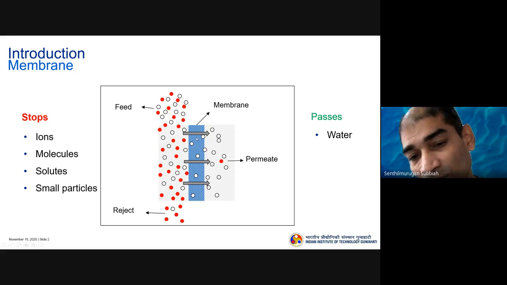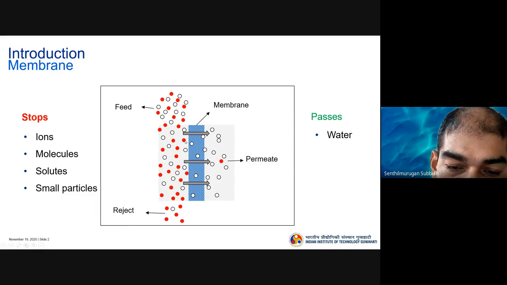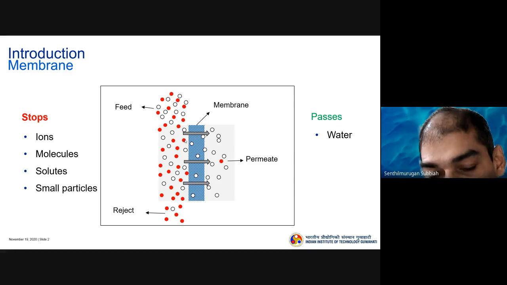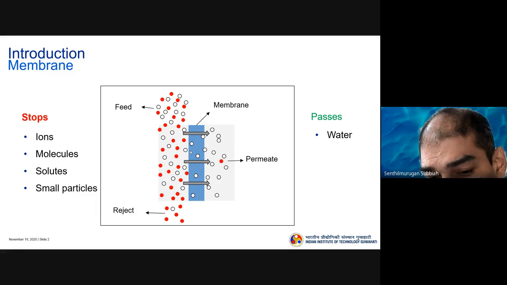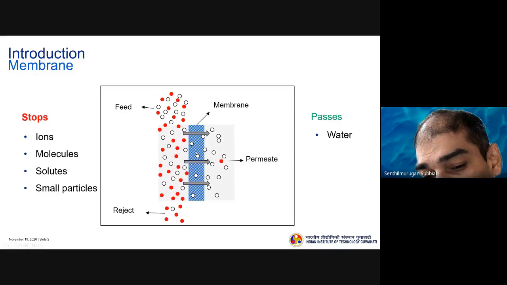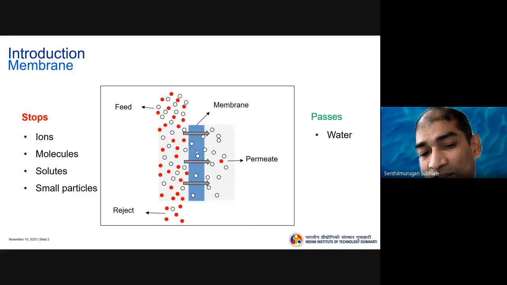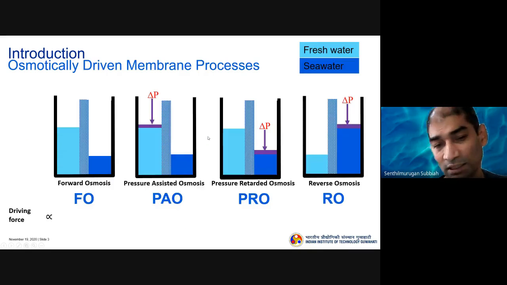If the size of the particles is at the ionic level, then we call it reverse osmosis or nanofiltration membrane. But when we talk about particles which are in the order of a few nanometers to microns, we call it to some extent nano and ultrafiltration, and then anything at the micron level, we call it microfiltration. So that's the basic separation which we can identify.